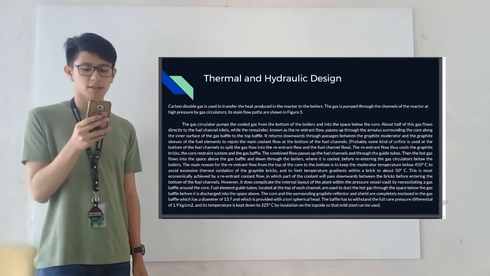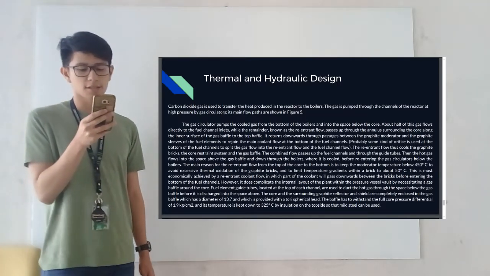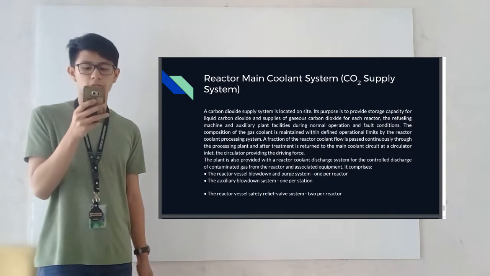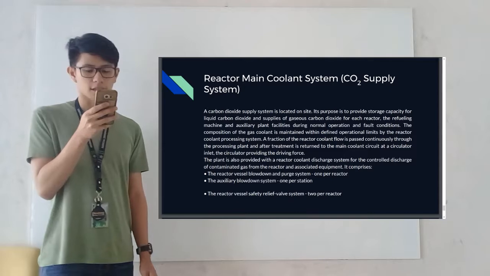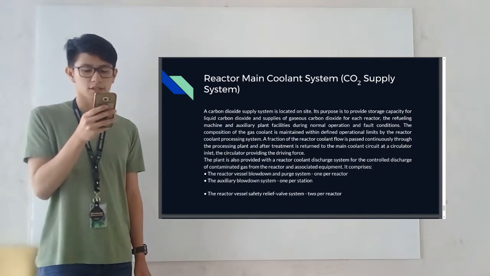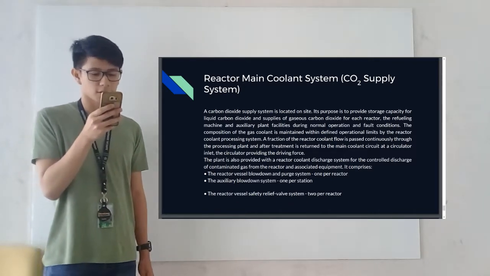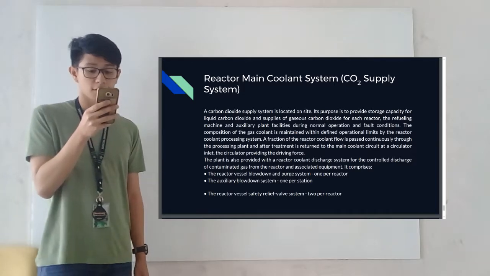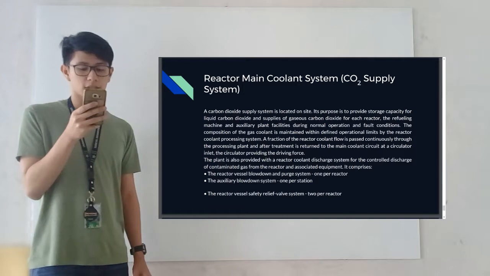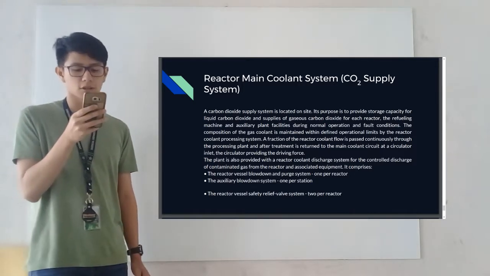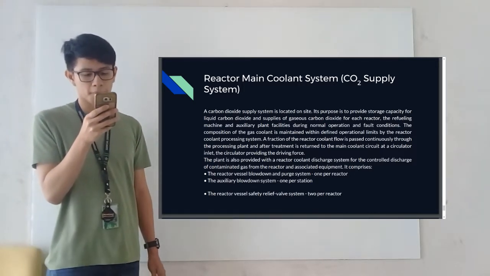And finally, the design for the reactor main coolant system, or the CO2 supply system. A carbon dioxide supply system is located on the site. Its purpose is to provide storage capacity for liquid carbon dioxide and supplies of gaseous carbon dioxide for each reactor, the refueling machine, and auxiliary plant facilities during normal operation and fault conditions.